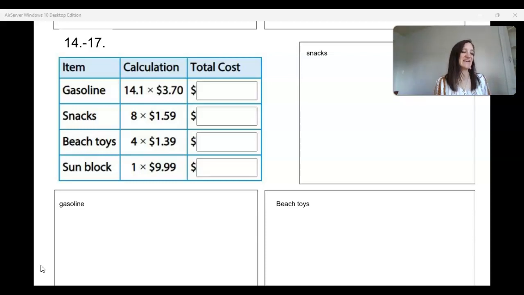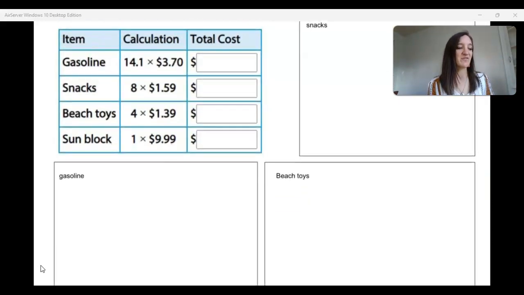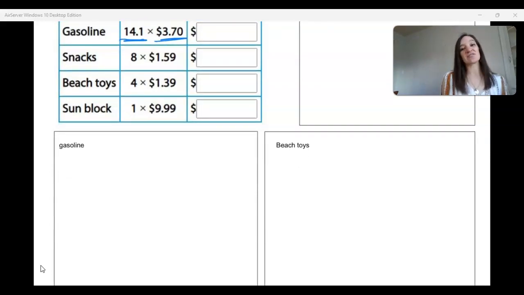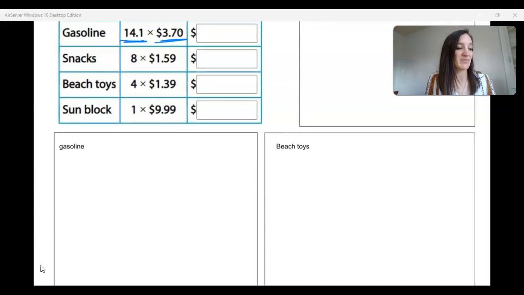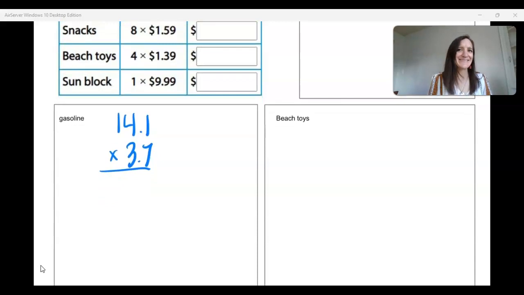So how much is that gasoline going to be? Well, they're getting 14.1 gallons, and it's $3.70 each gallon. So they need to times that together to get the total. Now I, again, am going to get rid of that 0 to make it a little bit easier. So I'll have 14.1 times 3.7. Now, did my decimals line up? Yeah. Does it really matter? No. We can completely ignore those decimals until the end.